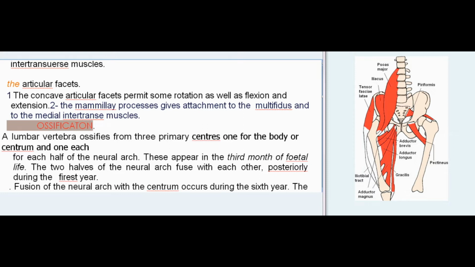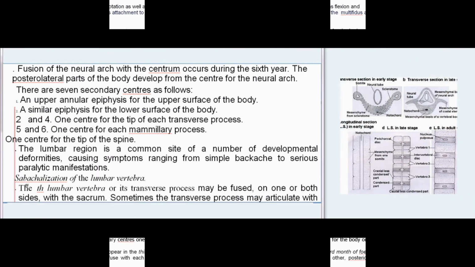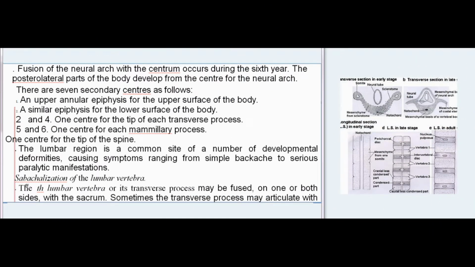Ossification. A lumbar vertebra ossifies from 3 primary centers, 1 for the body or centrum and 1 for each half of the neural arch. These appear in the 3rd month of fetal life. The 2 halves of the neural arch fuse with each other posteriorly during the first year. Fusion of the neural arch with the centrum occurs during the 6th year. The posterolateral parts of the body develop from the center for the neural arch.